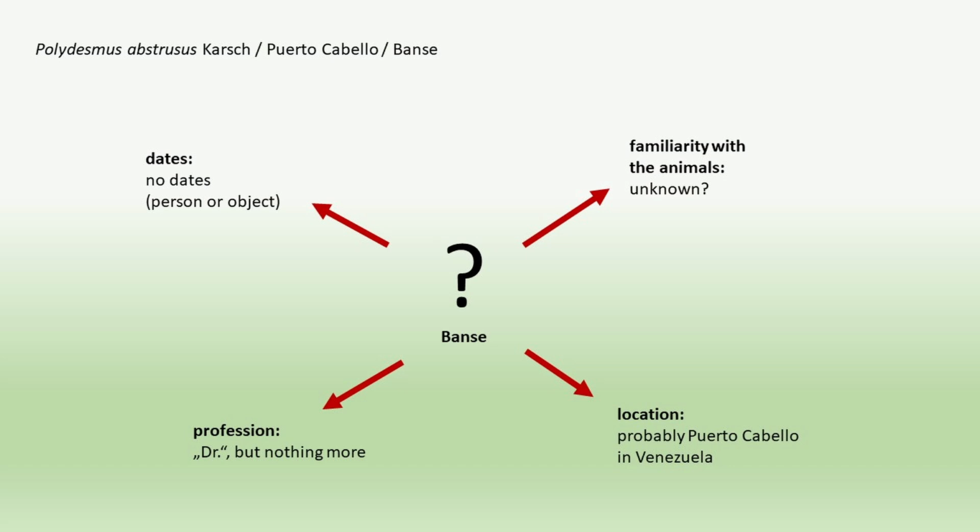We have a locality, Puerto Cabello, probably in Venezuela, but it's one of those names that is used quite often, and so we can't be 100% sure where he collected, and so there's nothing really more that we can say at the moment. Perhaps in future we'll get some additional information and track him down a bit further, but at the moment that's all we know, and so that's the situation we're in.